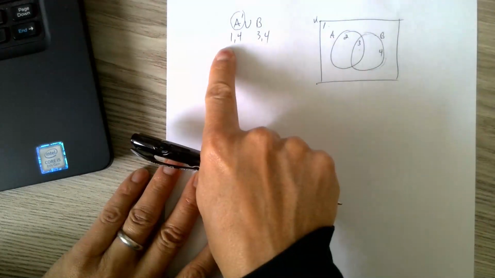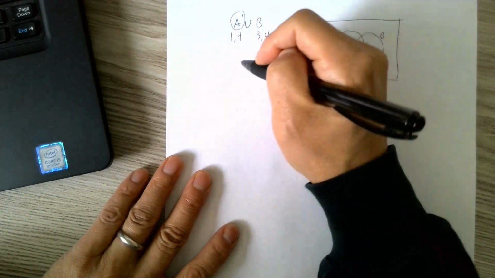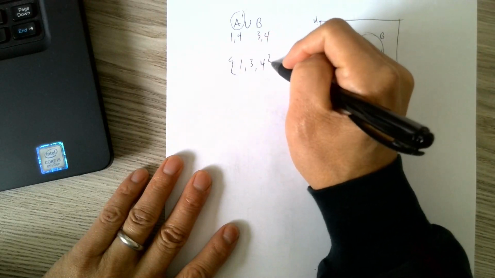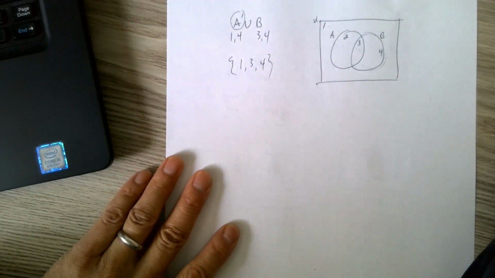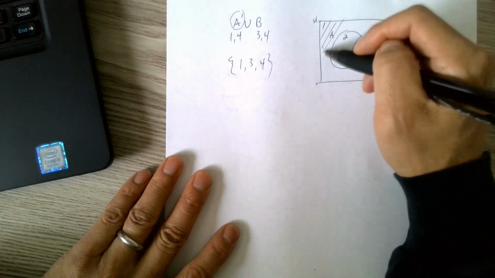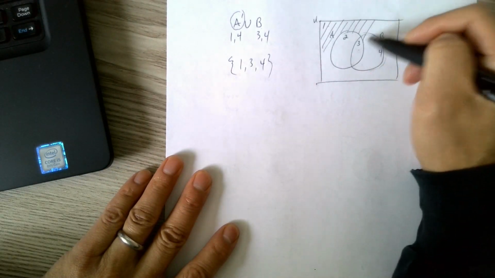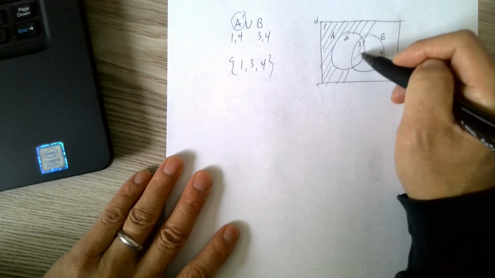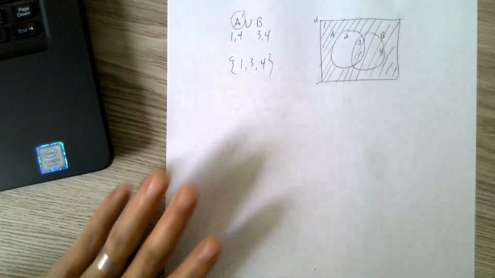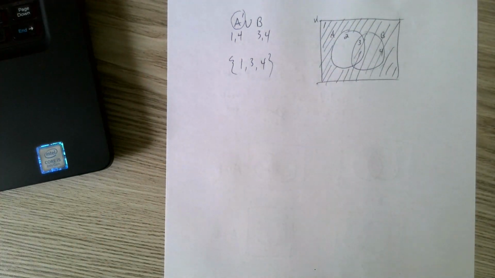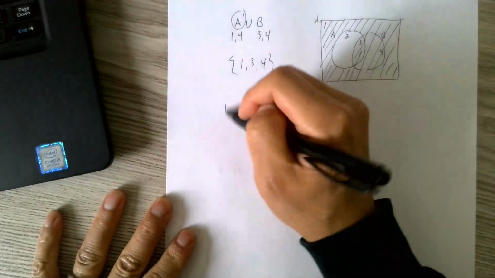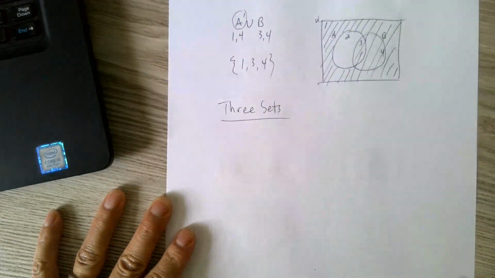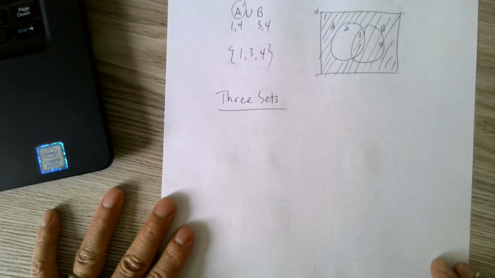And B is everything inside this circle, 3 and 4. And now I just union these two. 1, 3, 4. So now I shade 1, 3, and 4. Being careful to avoid shading any part of region 2. Okay, done. Now, it gets a little complicated when you have 3 sets inside your universal set.